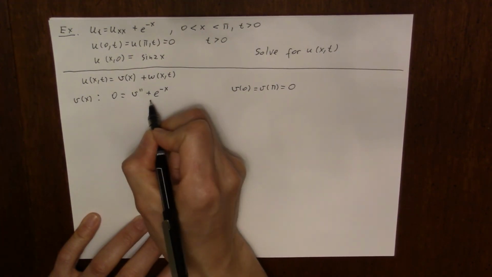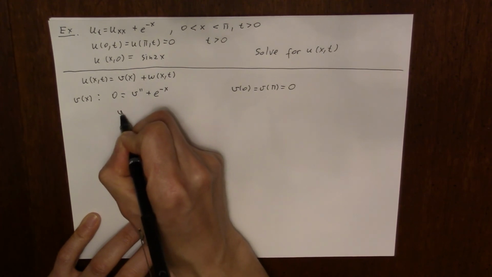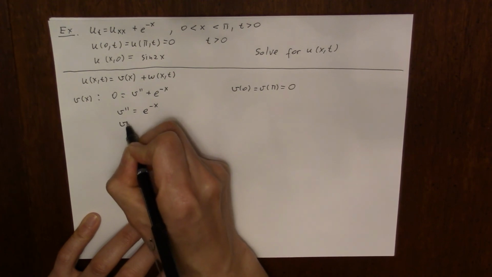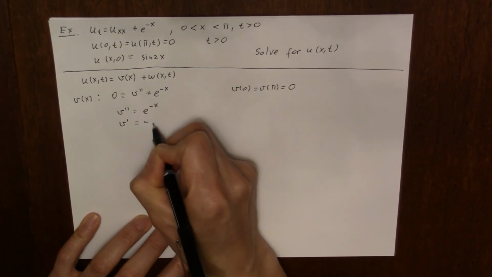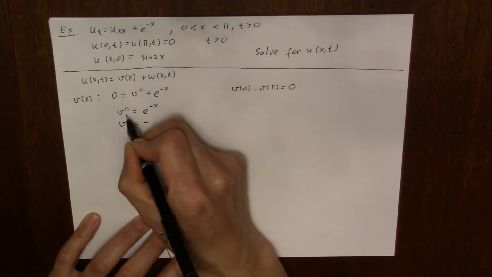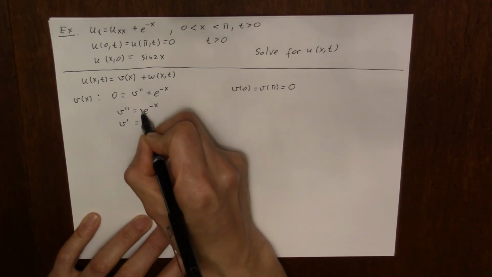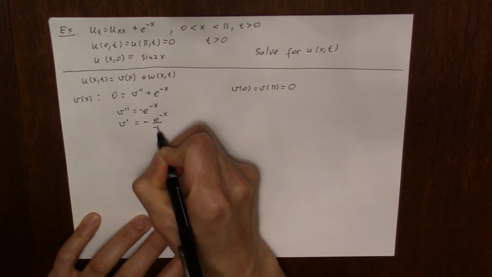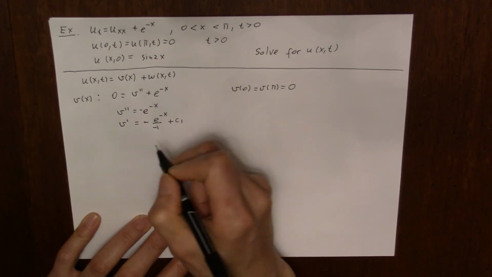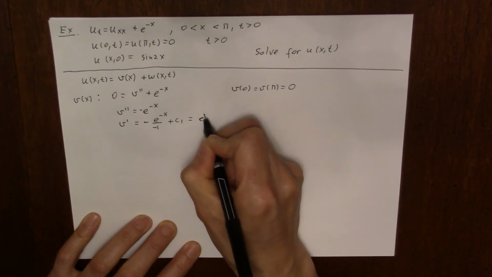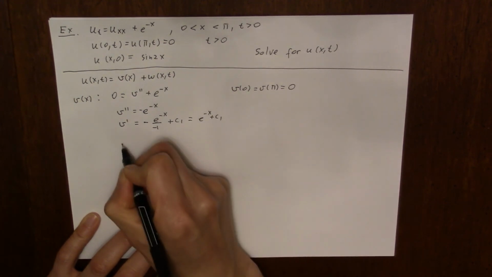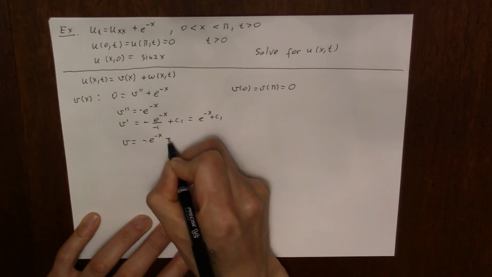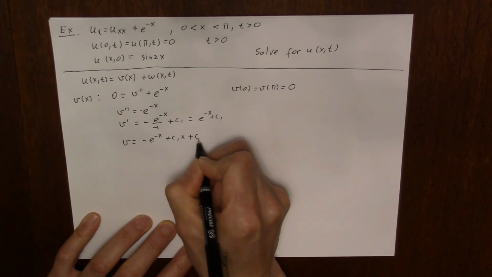So from here we can get second derivative of v equals negative e to the negative x. So first derivative equals e to the negative x over negative 1 plus c1, which equals e to the negative x plus c1, and v equals negative e to the negative x plus c1 x plus c2.